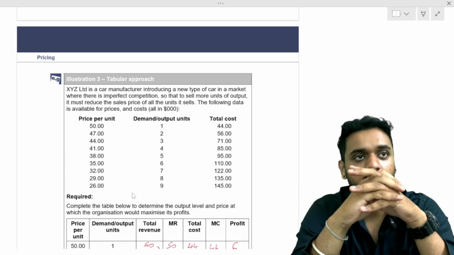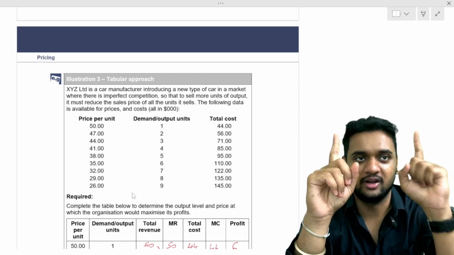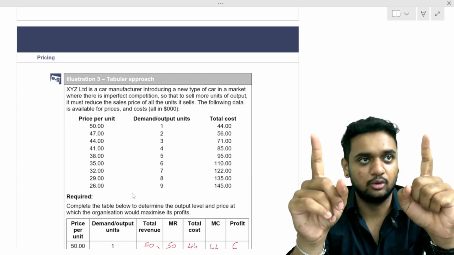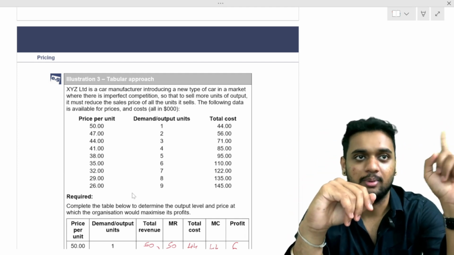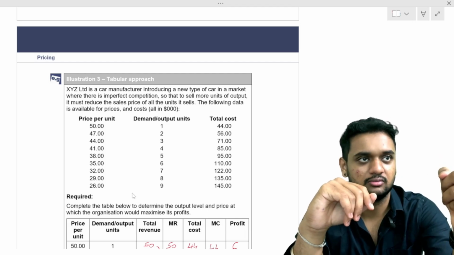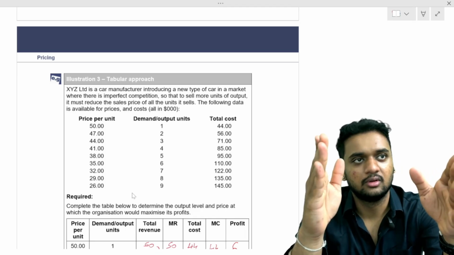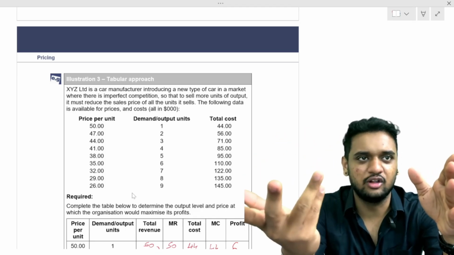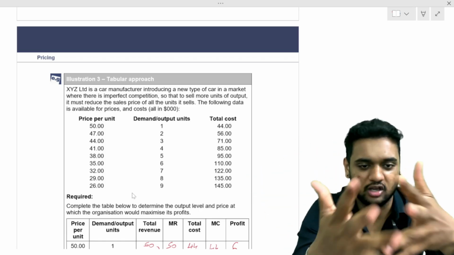So first, what will we do? Our objective is to find MR and MC. To find MR, what do you need? Total revenue. How will you find total revenue? Price into number of units. How do you find the total cost? Cost into number of units. They will mostly give the cost.